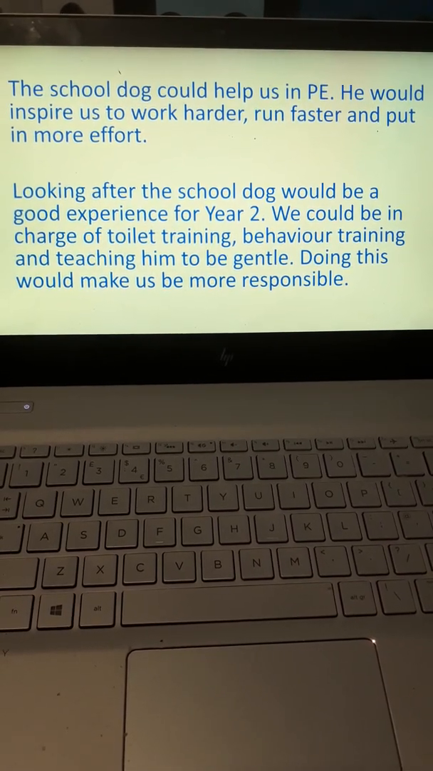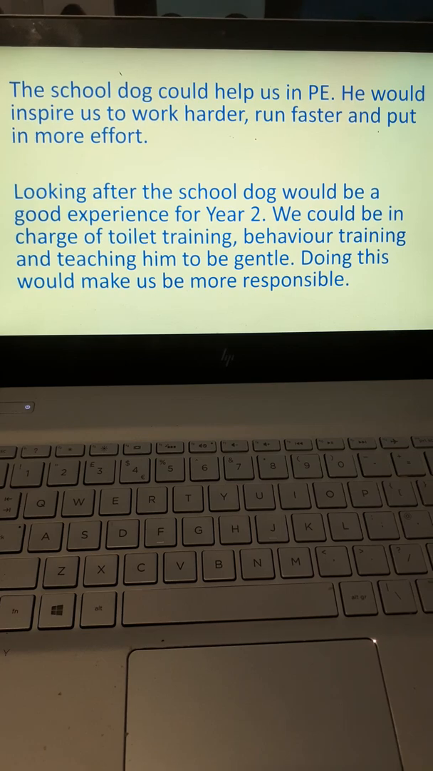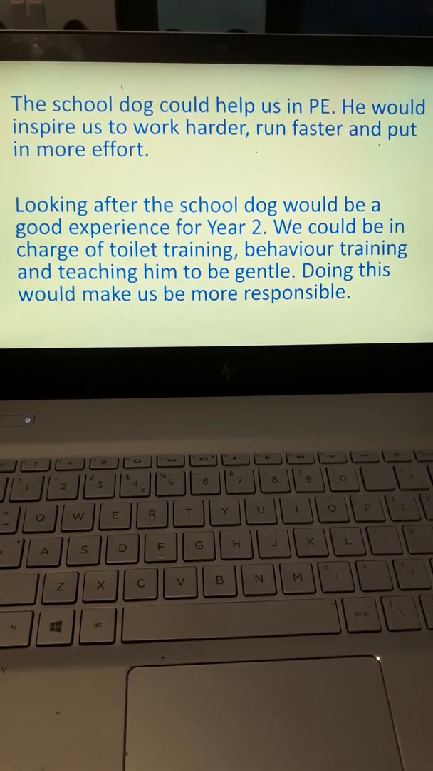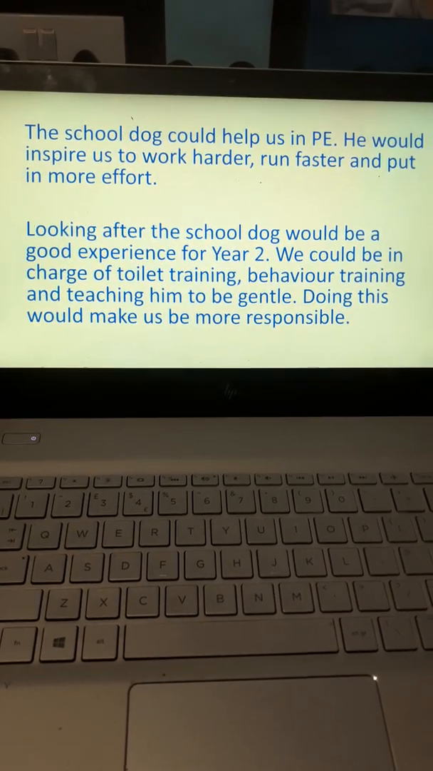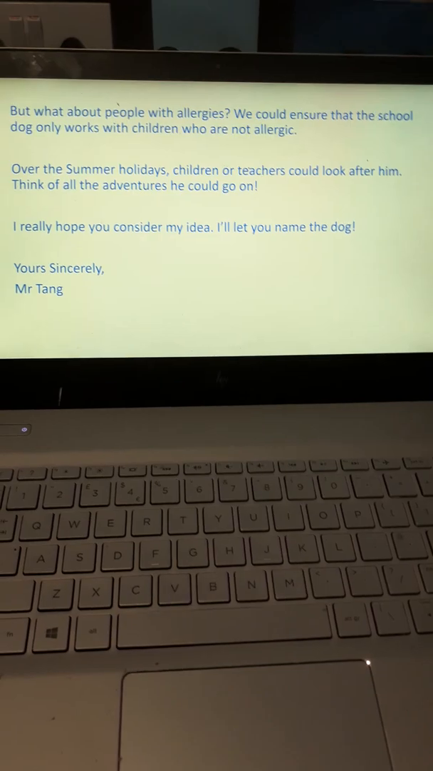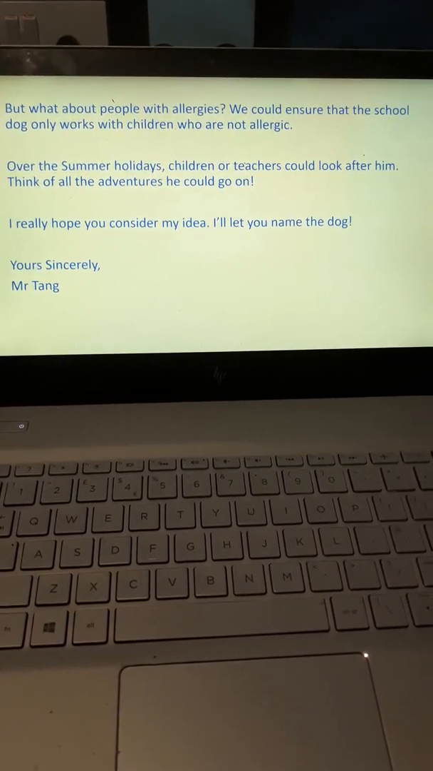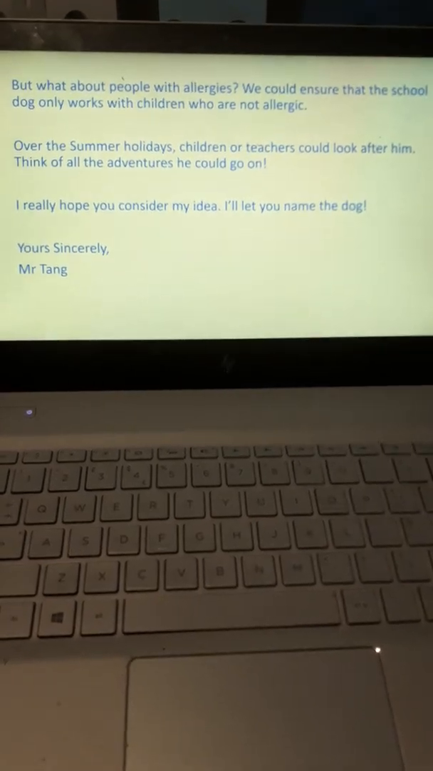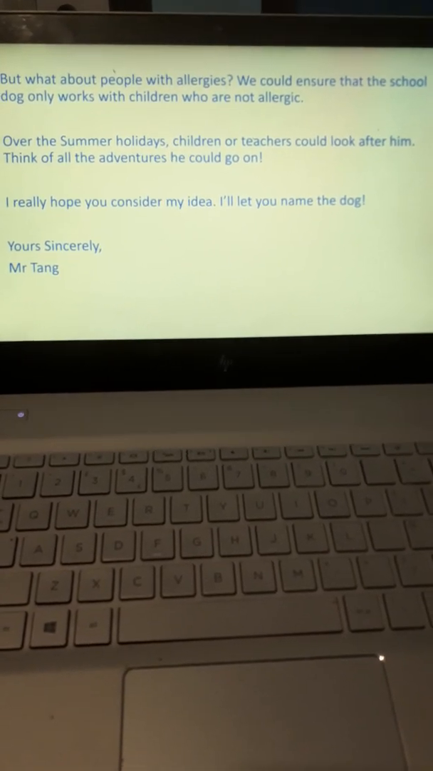Looking after the school dog would be a good experience for year 2. We could be in charge of toilet training, behaviour training, and teaching him to be gentle. Doing this would make us be more responsible. But what about people with allergies? We can ensure that the school dog only works with children who are not allergic to dogs. Over the summer holidays, children or teachers could look after him. Think of all the adventures he could go on.